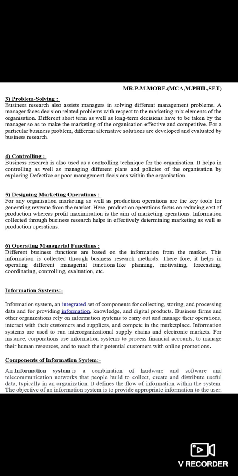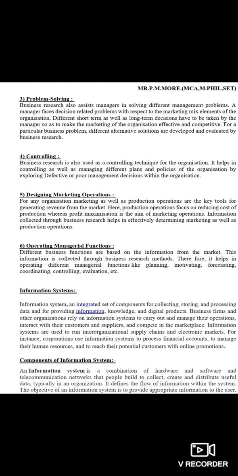Different business functions are based on information from the market. This information is collected through business research method. Therefore, it helps in operating different managerial functions like planning, motivating, forecasting, coordinating, controlling, evaluation, etc. So, these are the basic role of the business research.